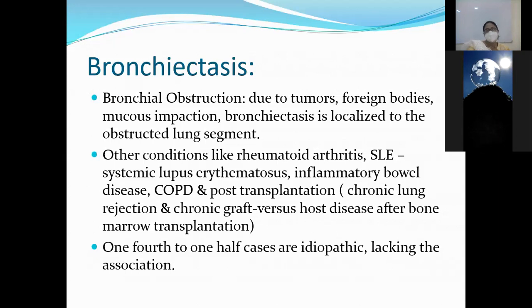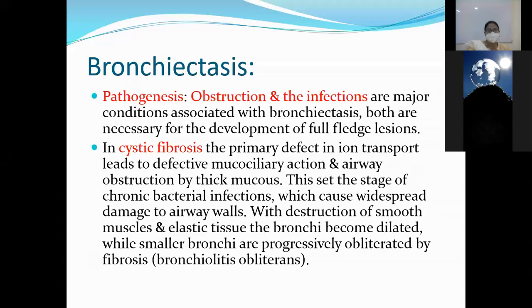So bronchiectasis is basically a disease associated with infection and certain conditions like cystic fibrosis, ciliary dyskinesia, Kartagener syndrome, and immunological conditions like rheumatoid arthritis, SLE, COPD. Obstruction and infection are the major conditions associated with bronchiectasis. Both are necessary for the development of the full-blown lesion.